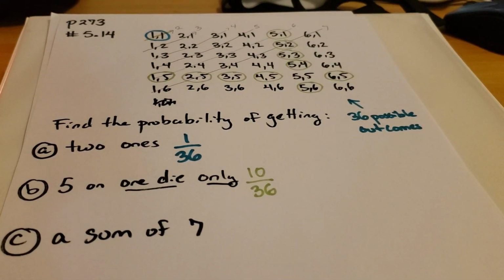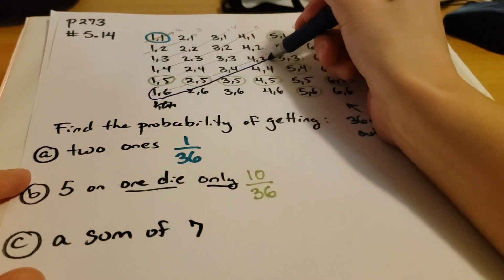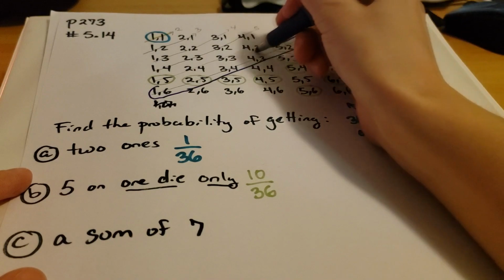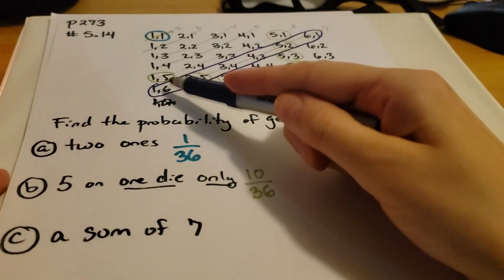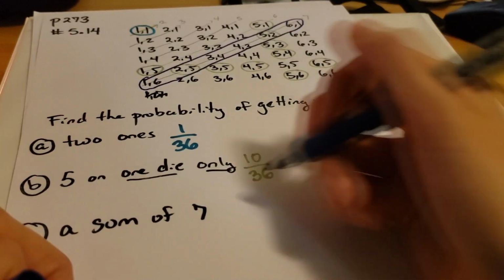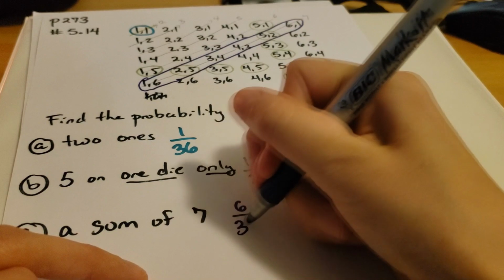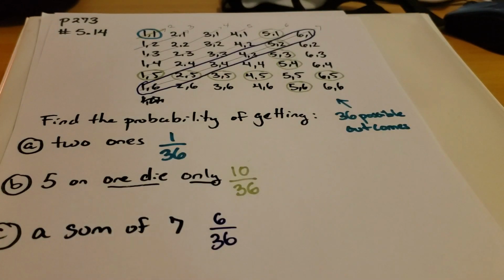So for the answer to part C, we need to see how many possible outcomes there are here. Okay, so we have 1, 2, 3, 4, 5, 6. We have 6 different ways that we could get 2 numbers on the dice that add up to 7. So 6 out of 36 is this probability.